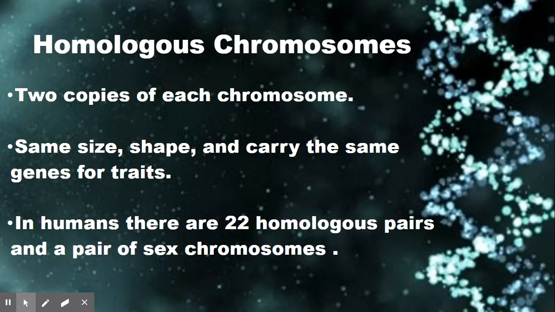Next, we're going to look at homologous chromosomes. These are two copies of each chromosome. They are going to be the same size and shape and have the same information on those chromosomes. They're just paired up. In humans, we have 22 homologous pairs, so 22 pairs for a total of 44 chromosomes. And then we also have a pair of sex chromosomes, the additional 2 to get us to 46.